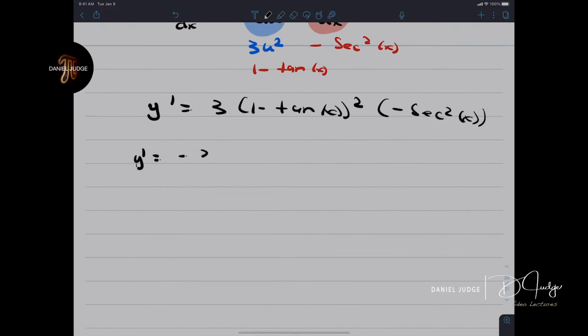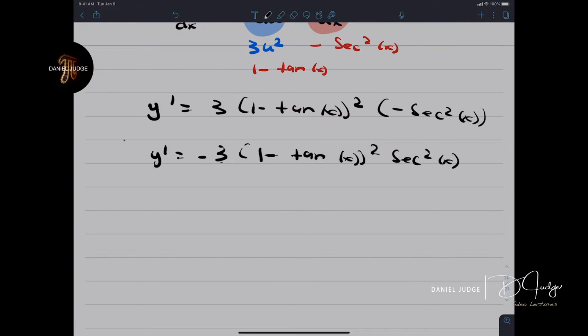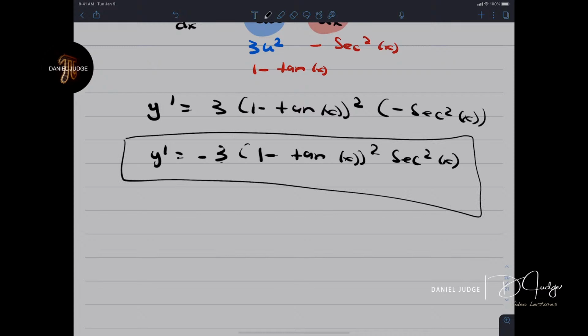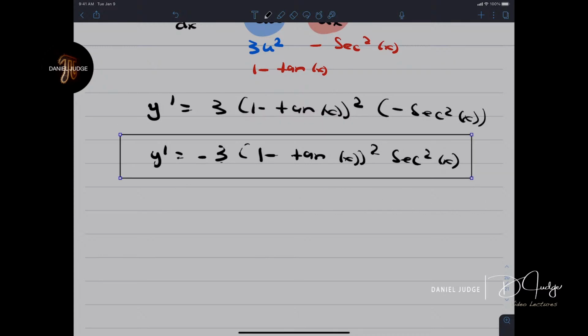Y prime, let's write this down. Negative 3, 1 minus tangent to the second power, and that's secant squared. So it looks like this pen is acting up.